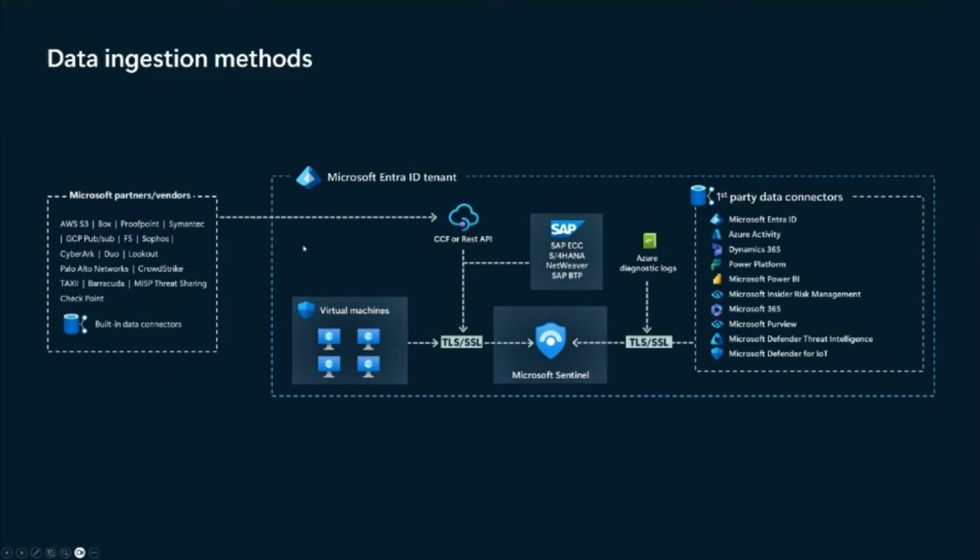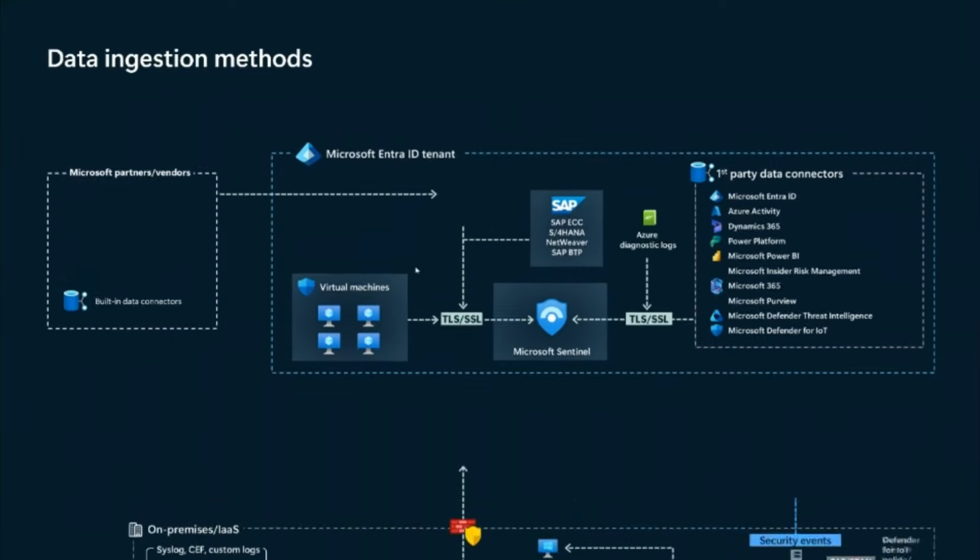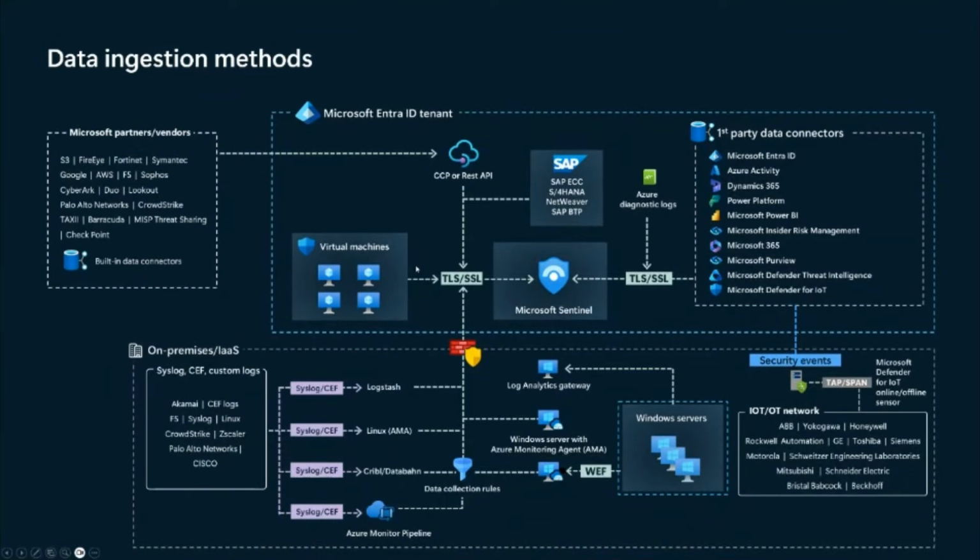Expanding upon this, the CCF is really used to support a large number of third-party, partner, and ISV solutions that are listed here, and many more. And these solutions, these connectors, are all published in the Content Hub that you can access. So this is one half of the equation, but what's really missing is our on-prem solution. And here there are a lot of different ways that you can send data into your Sentinel workspace.